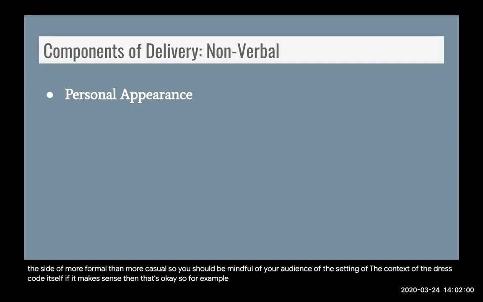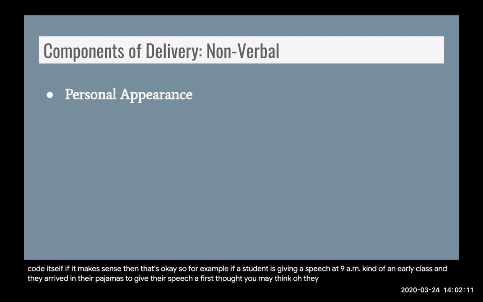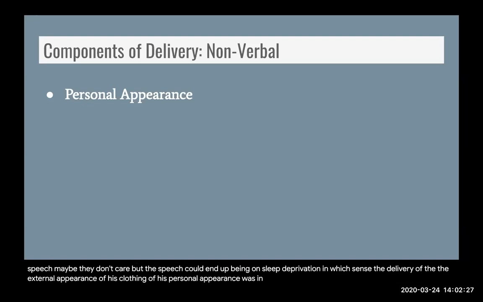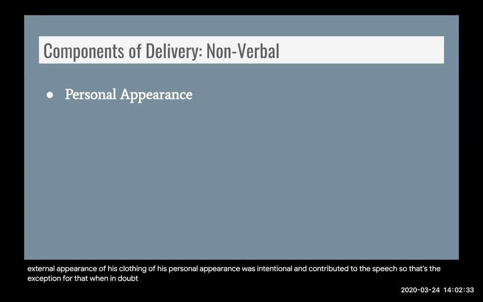For example, if a student is giving a speech at 9 a.m., kind of an early class, and they arrive in their pajamas to give their speech, at first thought, you may think, oh, they slept in, they barely made it to their speech, maybe they don't care. But the speech could end up being on sleep deprivation, in which sense the external appearance of their clothing was intentional and contributed to the speech. So that's the exception. When in doubt, business casual or whatever the dress code is what you should aim for with personal appearance.